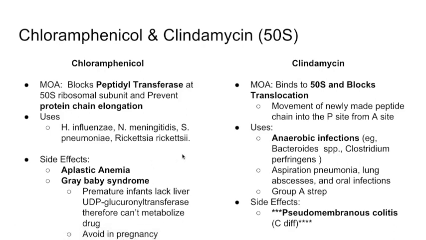And the whole idea of gray baby syndrome is that babies, as you know, lack the enzyme that conjugates bilirubin. So this enzyme is called UDP glucuronosyltransferase. So interestingly enough, chloramphenicol is metabolized via the same enzyme, and chloramphenicol is gray colored.